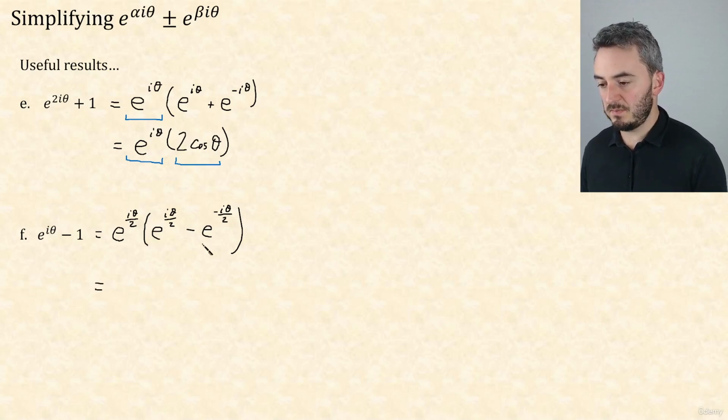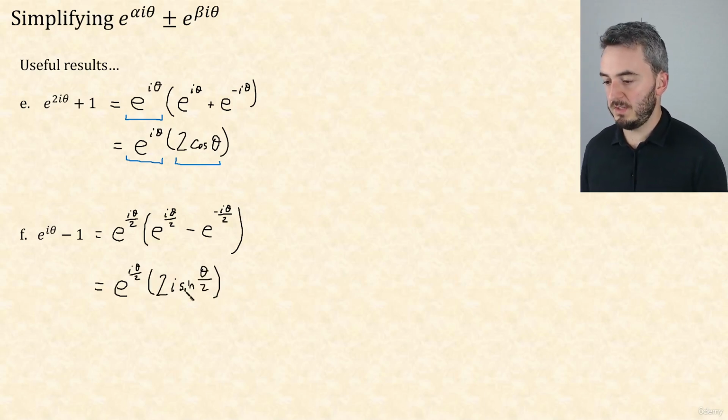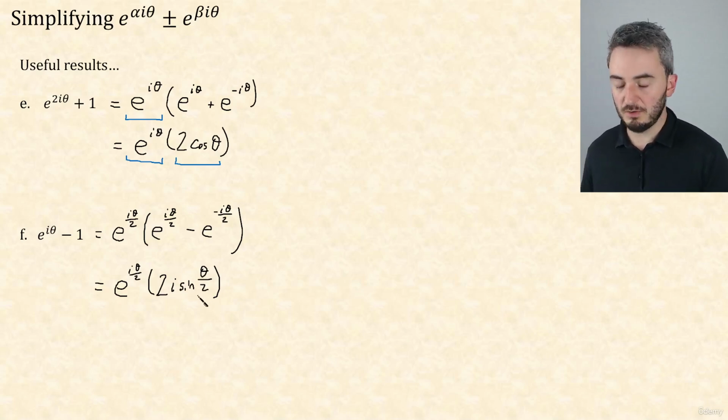And this inside the bracket here, well, that is 2i sine of theta over 2. So what we have is e to the i theta over 2, and then in the bracket here, it's 2i sine theta over 2. Now in this case, it's not quite as simple as just here's the modulus and here's the argument, because this is obviously an imaginary number. But we can still reason that this i doesn't actually affect the modulus, because the modulus of i is just 1. And we can see that the modulus, therefore, of this is 2 sine theta over 2.